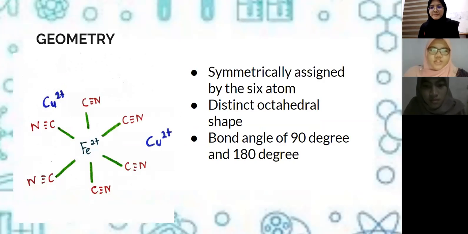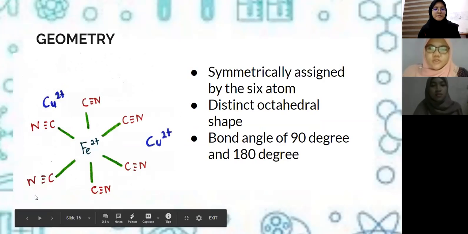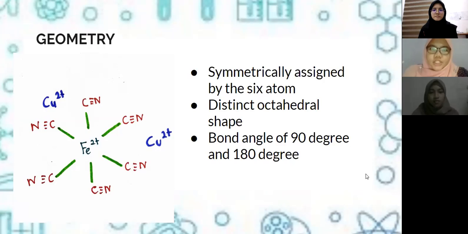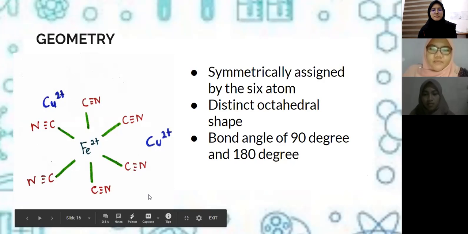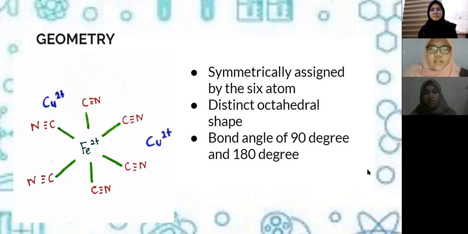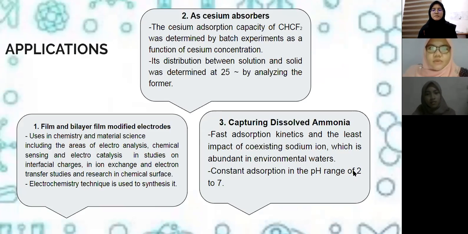For the geometry of the hexacyanoferrate(II), it is symmetrically coordinated by the 6 CN ligands. It has a distinct octahedral shape. For the bond angle, CN and CN side by side have 90 degrees. For the 180 degrees, the ligands are opposite each other: CN and CN opposite have 180 degrees. So that's all for the geometry.